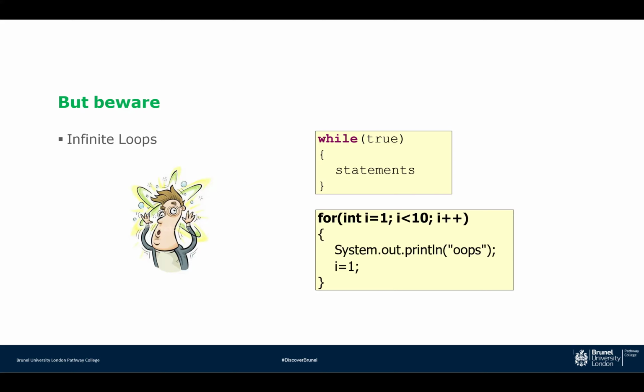Or for this one, for example, that's another infinite loop. Look at this. I'm saying starting the position is 1. Is 1 less than 10? Yes. Go and do the something here. After that, set the value of i to 1. After that, we go to the increment, so i becomes 2. Is 2 less than 10? Yes. Go inside, run the code, run this line, print oops. After that, i becomes 1 again. Go increase it. So it will run forever.